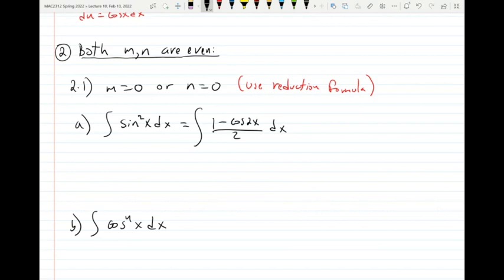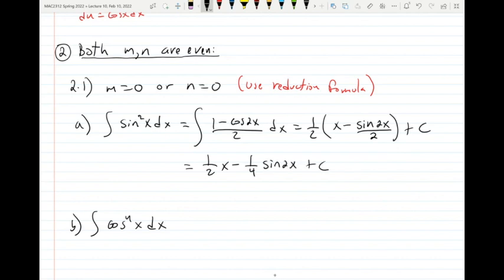All right, if the power is 2, it's easy. Just use the identity, and now we know exactly how to do this integral, right? So what's the integral of 1? It's just x minus, what's the integral of cosine of 2x? That's sine of 2x over 2, right? Plus c. So we get 1/2 x minus 1/4 of sine of 2x.